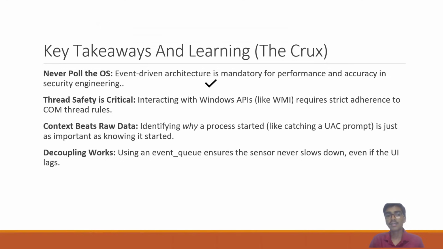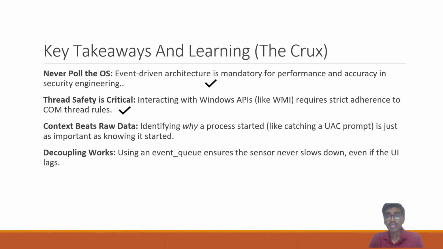Next, thread safety is crucial, or critical basically. We have used WMI, which is a kind of Windows API, and it strictly adheres to COM. To interact with these system calls, what we require is a different Python module, pythoncom, and the CoInitialize method. So this was the key learning there.